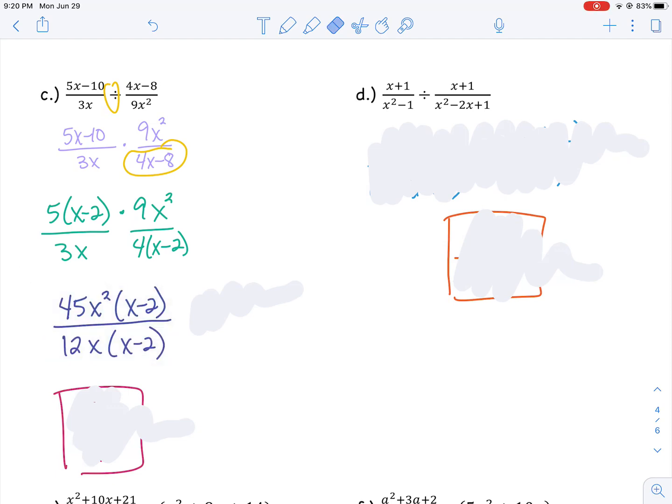My numerators now have a 5 times a 9, or really could I say 45? I also have an x squared, and I also have multiplied an x minus 2. So I have 1, 2, 3 factors on the top being multiplied.